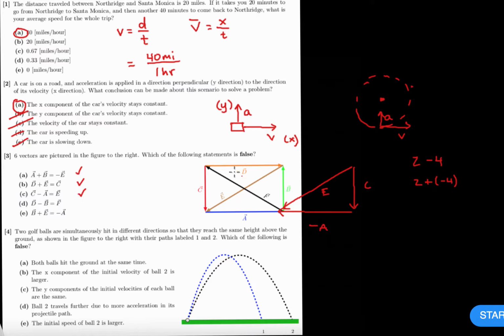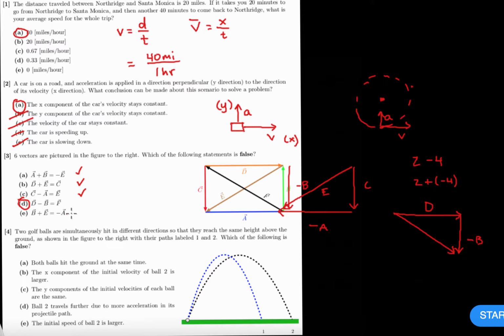D minus B. So this is D, like that. Minus B. Well, positive B goes up, so negative B must go the opposite way, down. This is negative B. You just flip it. So that's D plus negative B. And then you get something like that, which would be a negative F. Oh, so this one's wrong.